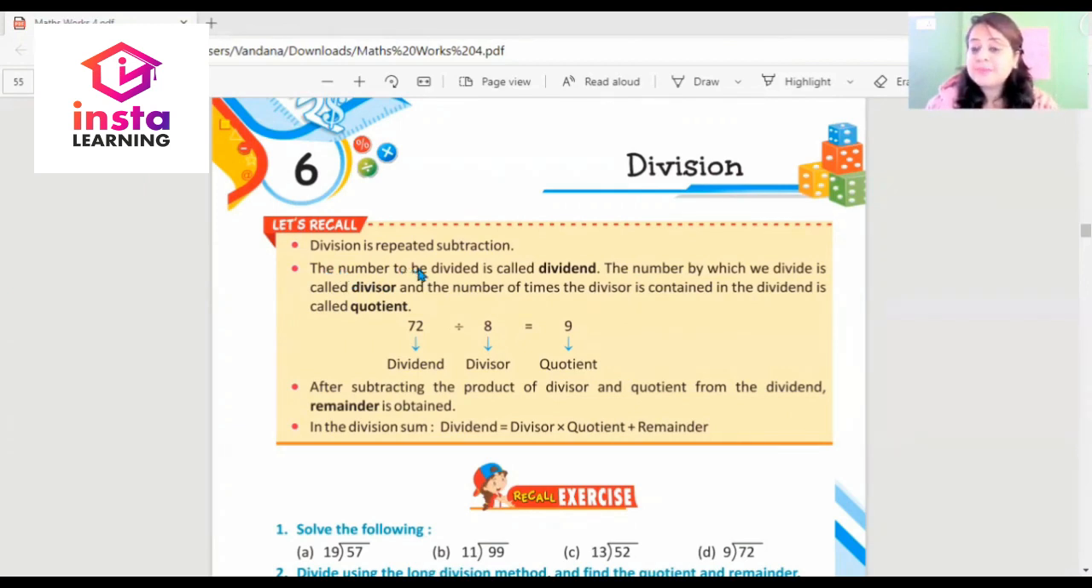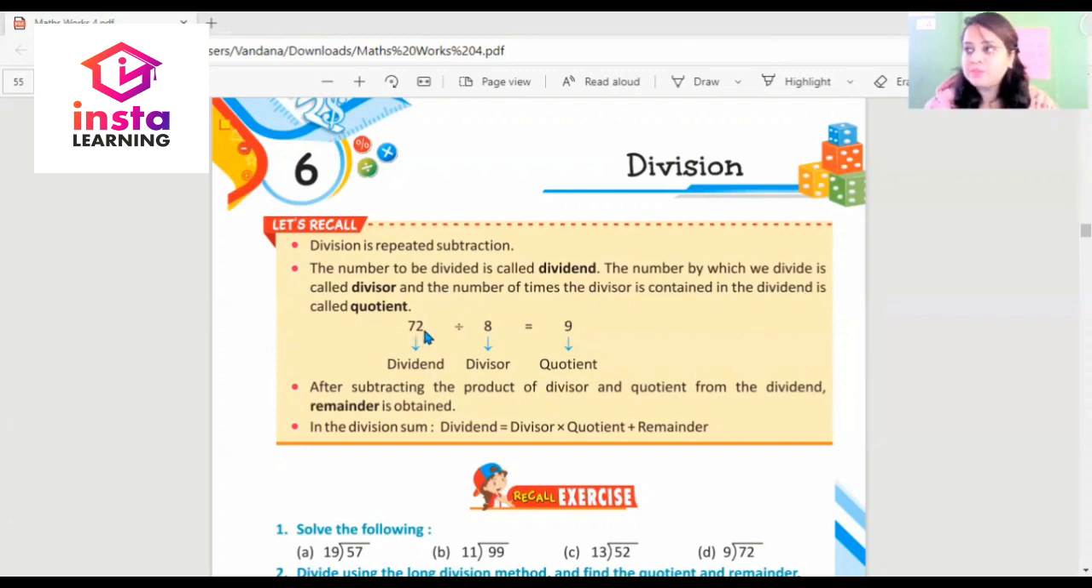Division is repeated subtraction. The number to be divided is called the dividend. The number by which we divide is called the divisor. And the number of times the divisor is contained in the dividend is called the quotient. It means the quotient is your final answer.